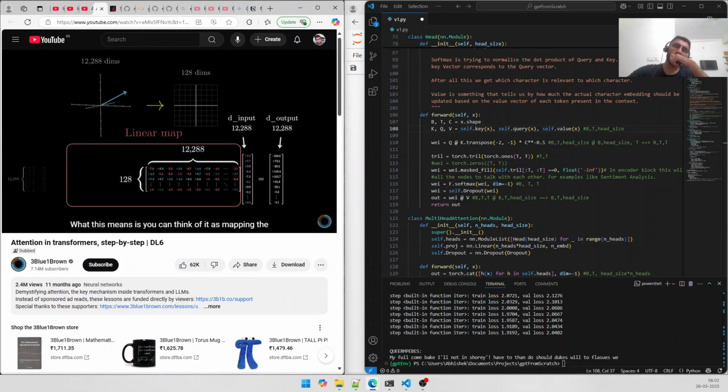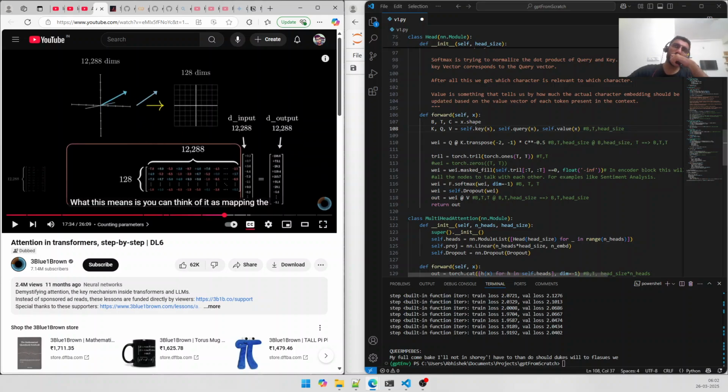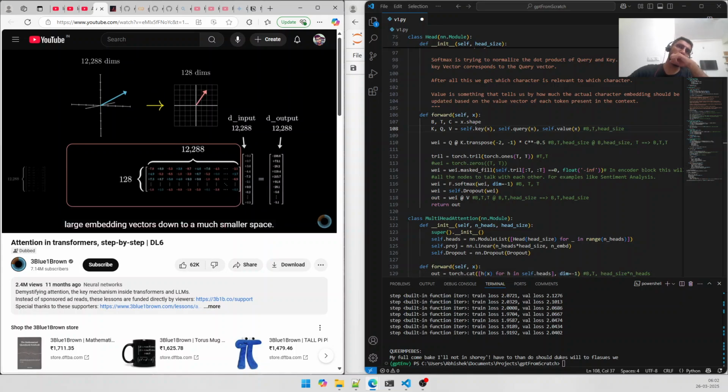What this means is you can think of it as mapping the large embedding vectors down to a much smaller space. This is what he's saying.